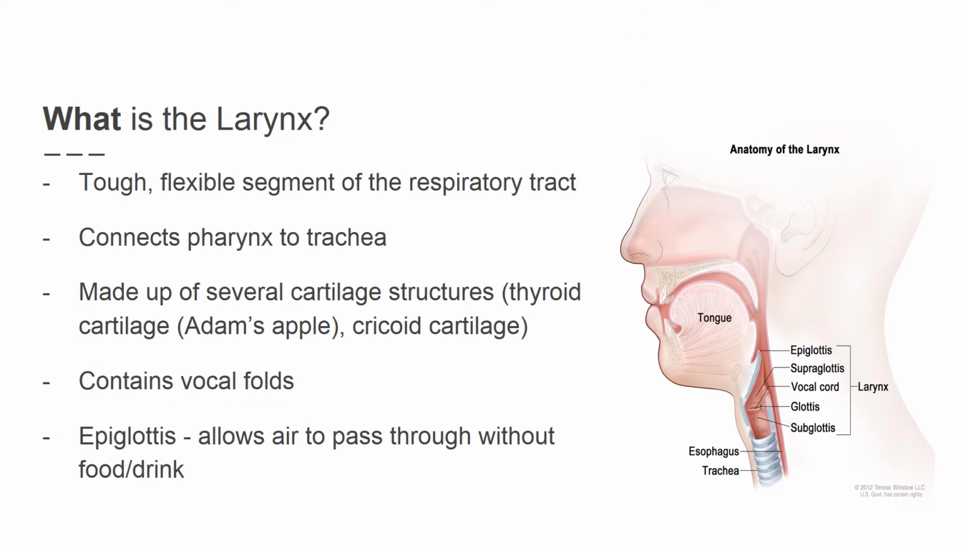The larynx is a tough, flexible segment of the respiratory tract and allows air to be conducted from the pharynx to the trachea. It is made up of several cartilage structures, including the thyroid cartilage and cricoid cartilage. The larynx contains the vocal folds that play a role in speech and the epiglottis, which can cover the larynx and prevent food from passing through and interfering with respiration.